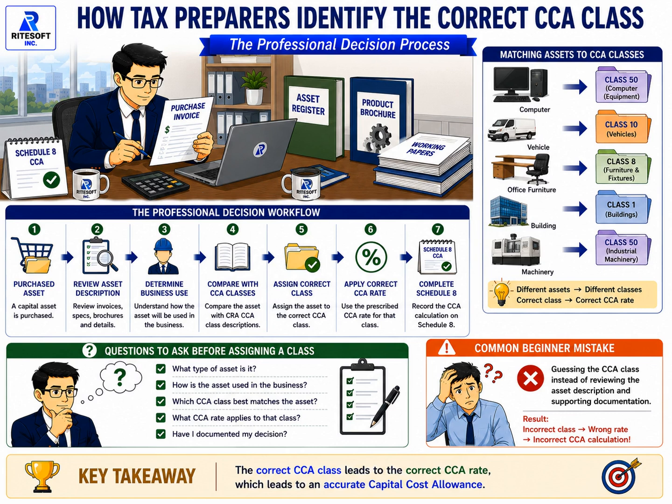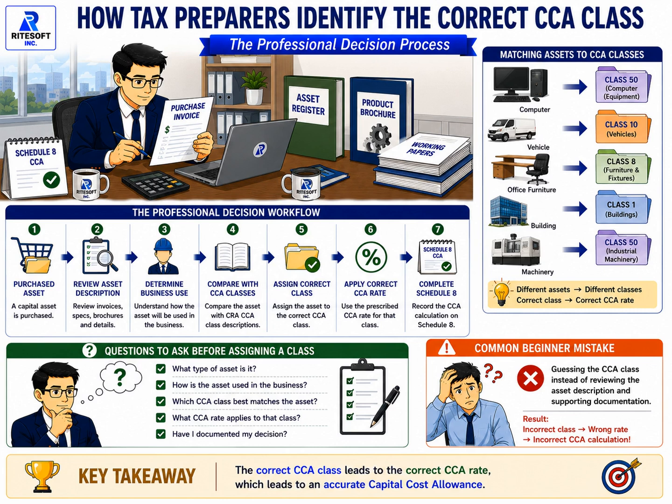Finally, the completed calculation is recorded on Schedule A. Throughout this process, professional tax preparers ask themselves several important questions. What type of asset is this? How is it used within the business? Which CCA class best matches the asset? What CCA rate applies to that class? And have I documented the reasoning behind my classification? Answering these questions before performing the calculation greatly reduces the likelihood of errors.